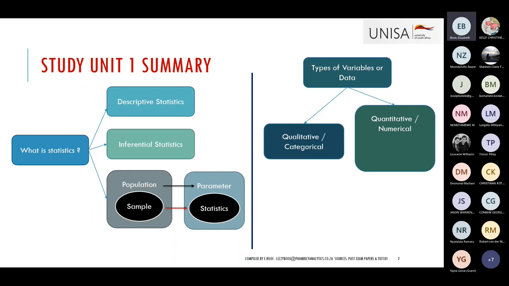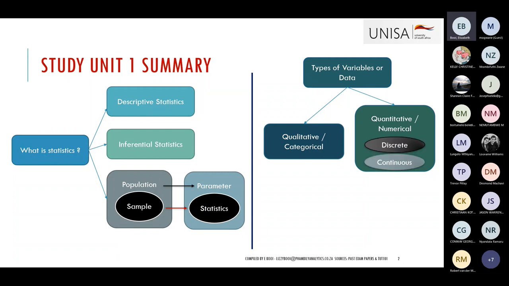Now, give me the two types of quantitative data. Nominal and ordinal? Nope, those are not types of quantitative data. It's discrete and continuous. When data is discrete, it is data that is counted. Data that is continuous is data that is measured. Like age is continuous. Salary is continuous. Discrete is like counting the number of children you have, the number of modules you have. Those are discrete.